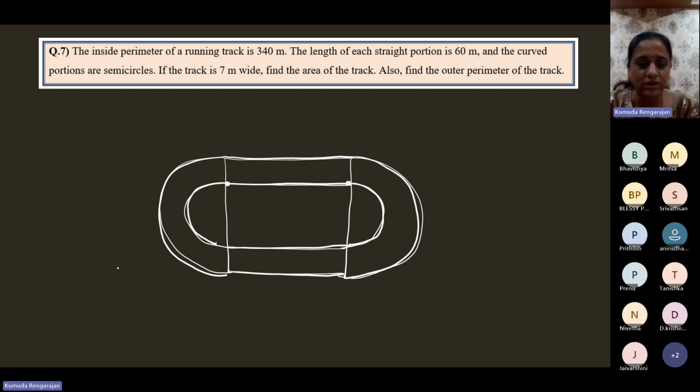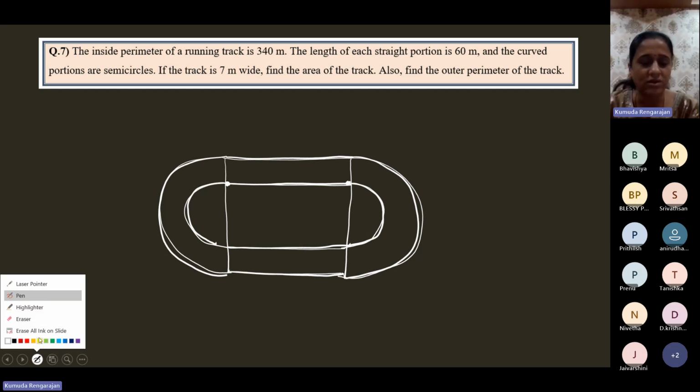The length of this line segment. Children, just excuse me, I'm just coming. There's somebody at the door.